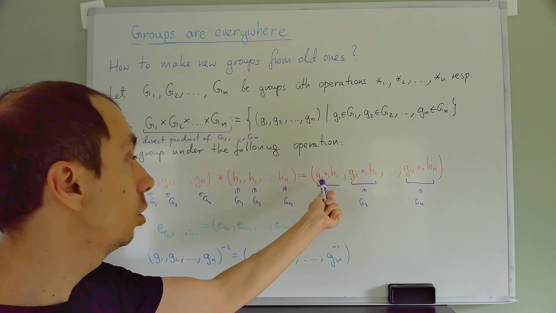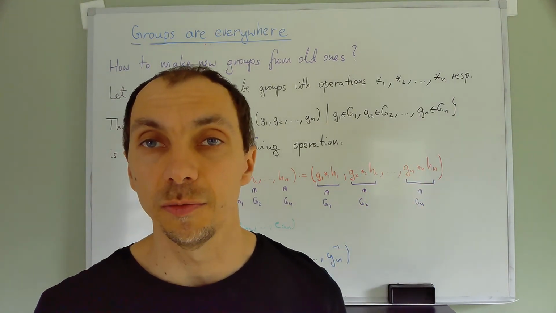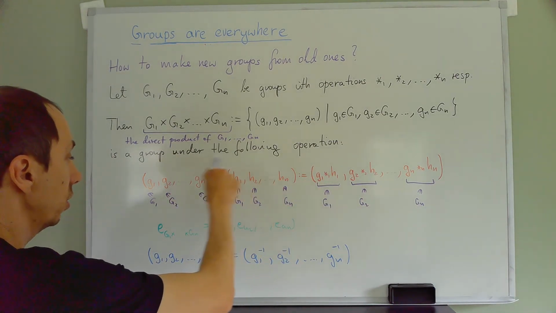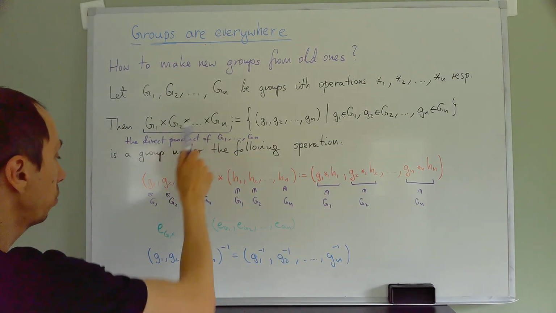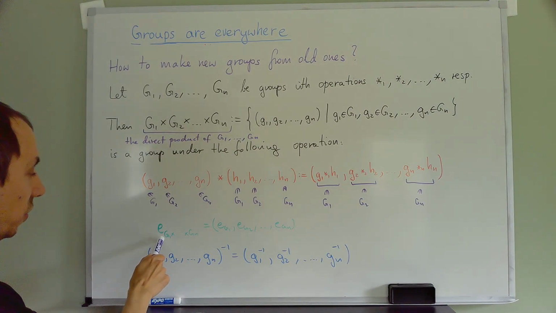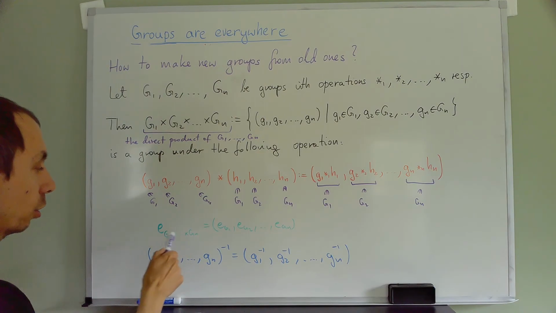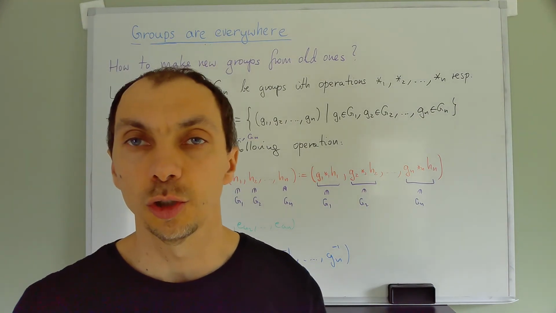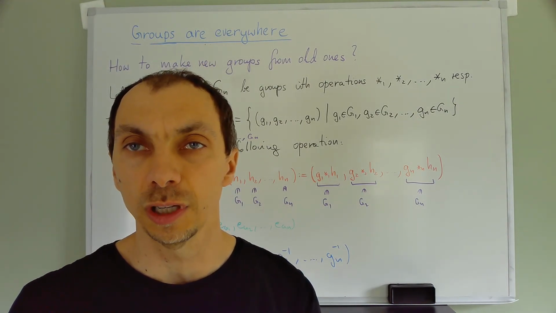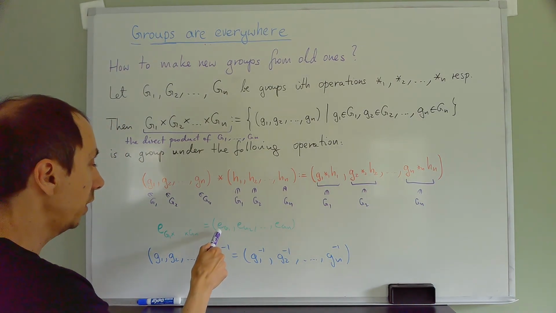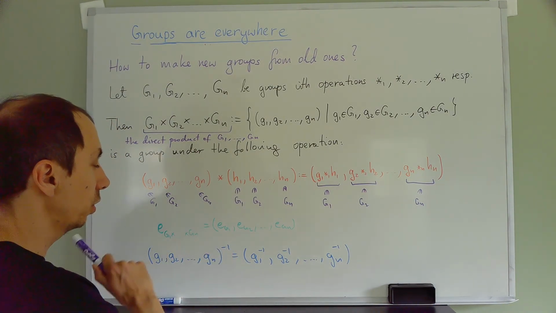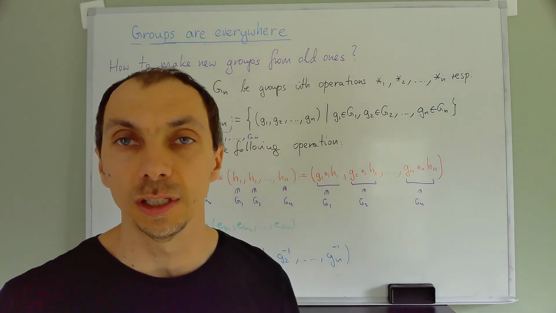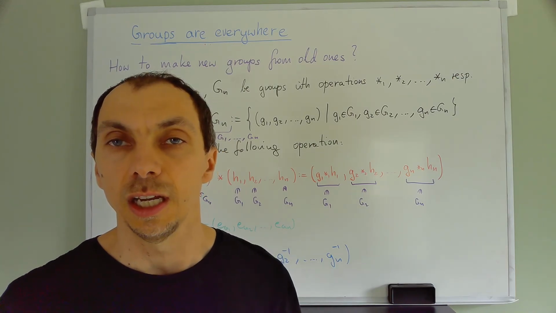I'm leaving it to you to check that this is associative, and the associativity comes from the fact that each of these operations is associative because G1 through Gn are groups to start with. What's the identity element in this direct product G1 cross through cross Gn? That has to be an n-tuple where the first coordinate comes from G1, the second coordinate comes from G2, and so on. So in fact, if I just take the identity in G1 and put it on the first coordinate, identity in G2 and put it on the second coordinate, identity in Gn and put it on the nth coordinate, you see that this does play the role of the identity in the direct product.